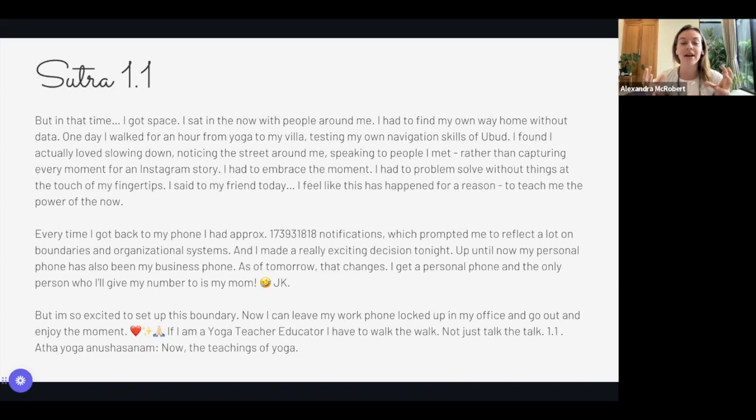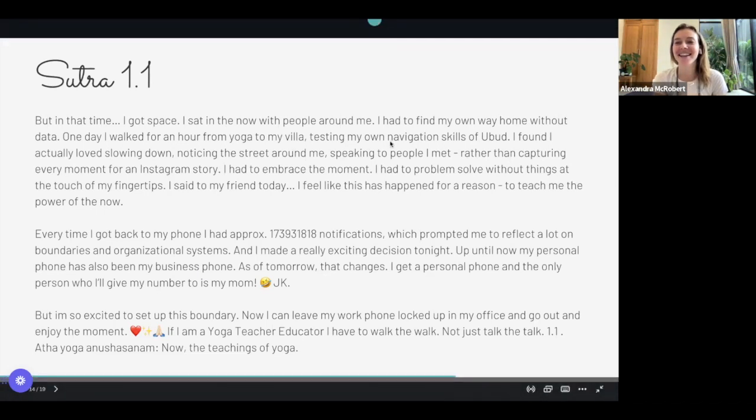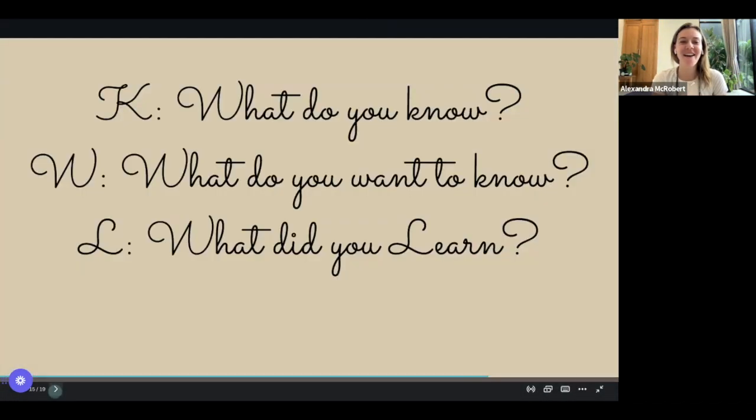So Atha Yoga Anushasanam, the power of now. So now the teachings of yoga. So that's just one example. That's the first one. There's 200 more of these, but we're not going to have time to do all of them today. So we are towards the end of this.